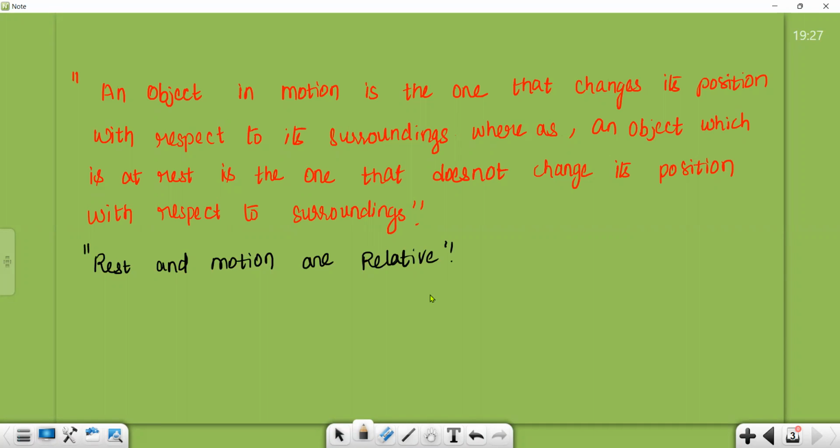Ma'am, only if something is inside the thing which is in motion. Yes, always we will compare with one. So relative means we will compare always. So if one is in motion, other is at rest. But how it looks like they're in motion only.